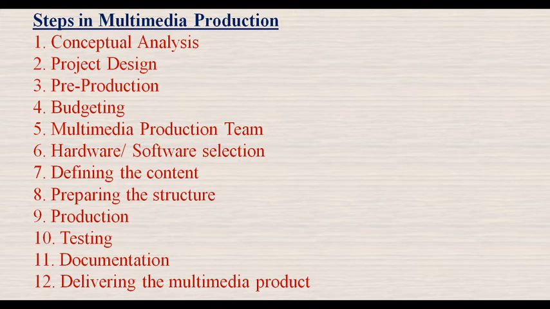First one is conceptual analysis, second one is project design, third one is pre-production, fourth one is budgeting, fifth one is multimedia production team, sixth one is hardware and software selection, seventh one is defining the content, eighth one is preparing the structure, ninth one is production, tenth one is testing, eleventh one is documentation, twelfth one is delivering the multimedia product. So first one is conceptual analysis and planning.